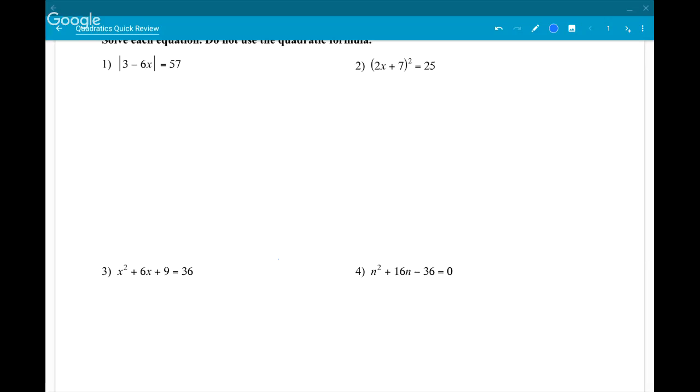We are going to do ourselves a review on quadratics. That's actually going to include some absolute value stuff in there, too. Okay, we're going to take a look at this stuff tonight.